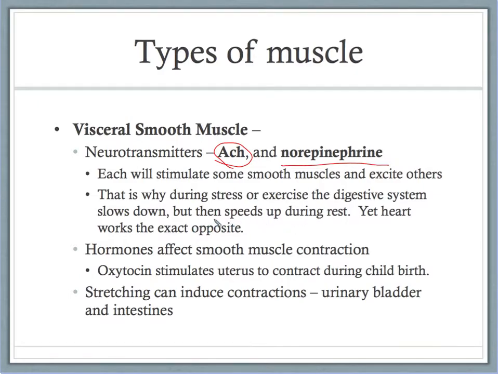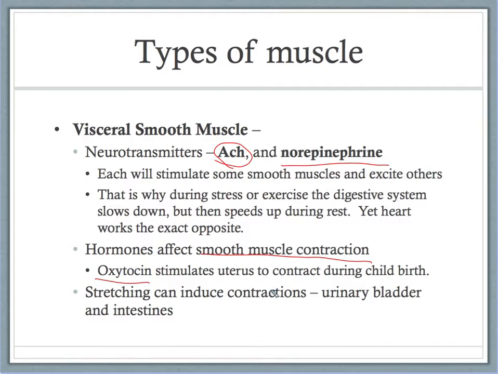And your heart works the opposite. When you're resting, your heart rate drops. When you're exercising, your heart rate goes up. Hormones affect smooth muscle contraction along with your neurotransmitters. So oxytocin stimulates your uterus during childbirth to contract and push the child out, which is kind of nice if you're in labor and want it to be out.